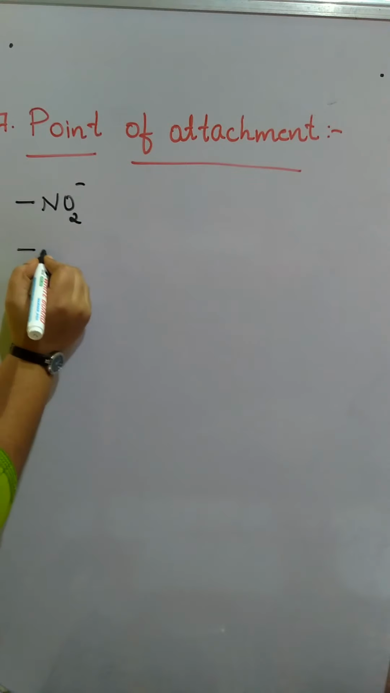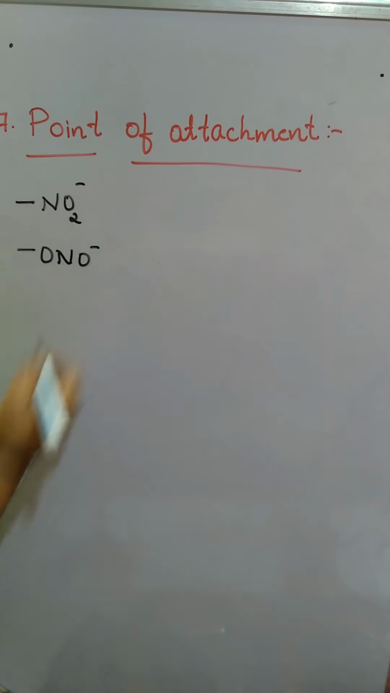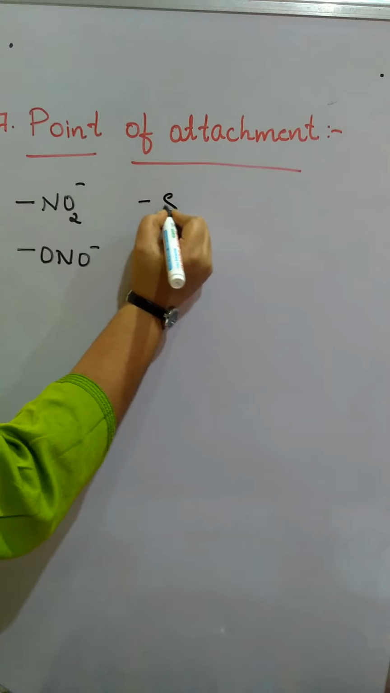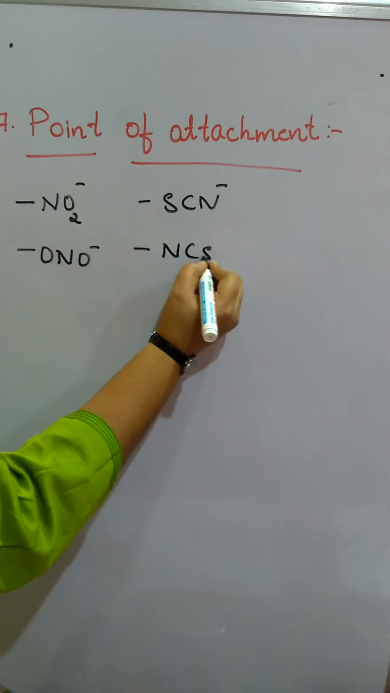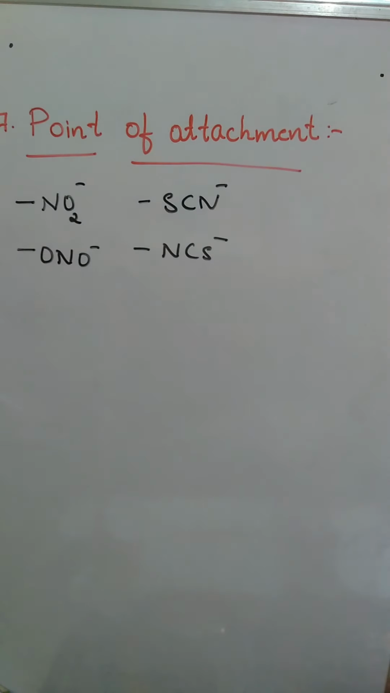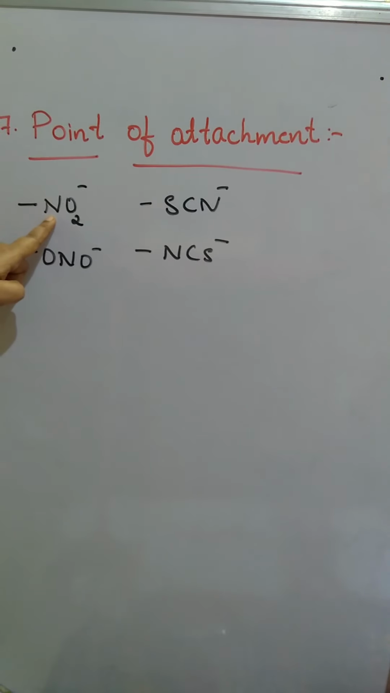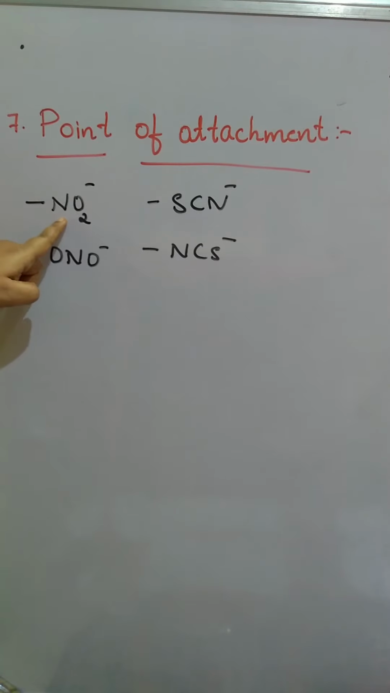NO2 minus, ONO minus, SCN minus, NCS minus. So in the formula, the bond will be showing a point towards the atom to which the central metal is bonded, or attached. So that indicates the point of attachment.